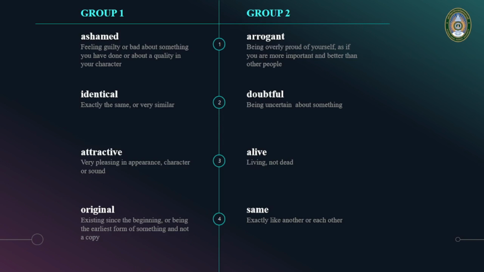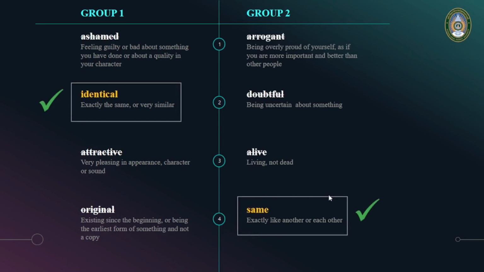Okay, so what about the second word? Identical. It means exactly the same or very similar. Now, arrogant and identical, do they mean anything similar? Identical and doubtful? No, they don't. Identical and alive? No. Identical and same. What do you think about this one? Okay, so I think it's a coincidence that we found our answer in the same pattern as we did in our previous task. But anyway, let's highlight the answer.